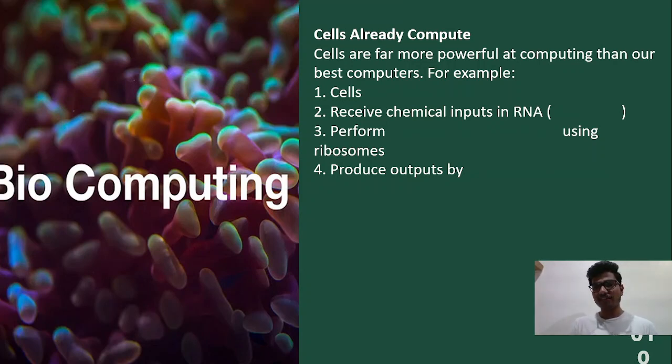Cells are far more powerful at computing than the best computers in the world. For example, cells are the most important component in every living body. Second is receiving chemical inputs in RNA. Third is performing some of the chemical reactions using the ribosomes. Fourth is producing the output.